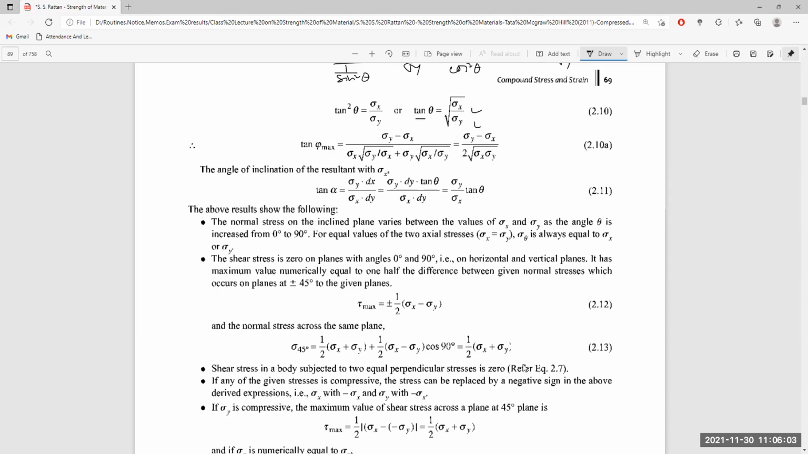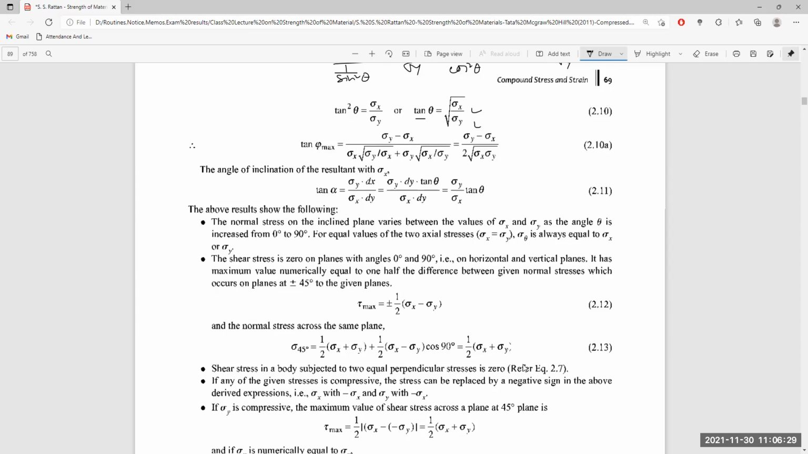And when the plane is at 90 degrees, it's the same, that is, the horizontal and vertical planes. So the shear stress is 0 on planes at 0 degrees and 90 degrees. When it is a horizontal plane or a vertical plane, there is no shear stress. Its maximum value is numerically equal to half of the difference between the given normal stresses, which occurs at plus or minus 45 degrees to the given plane.